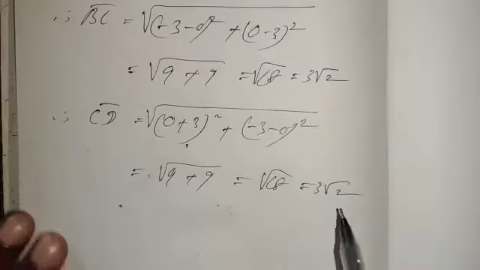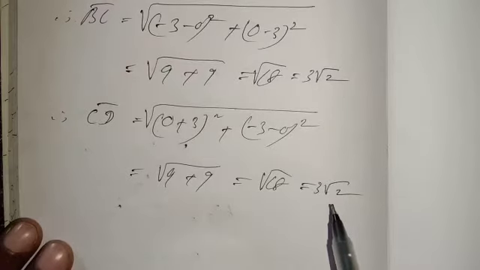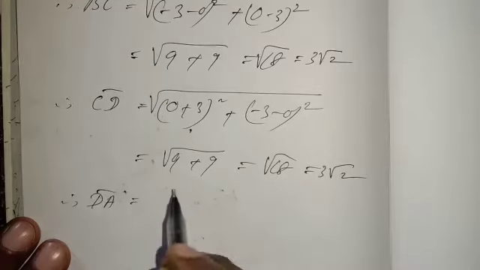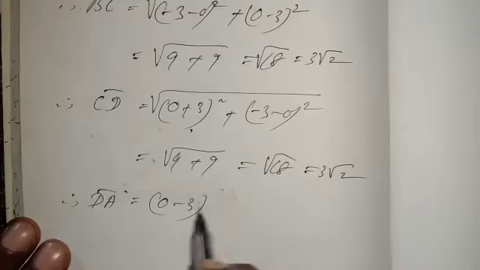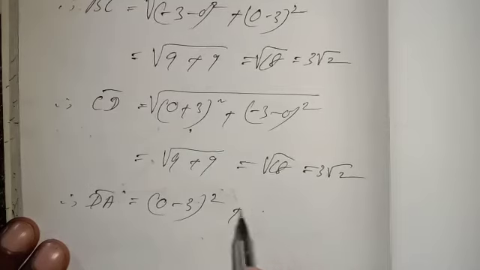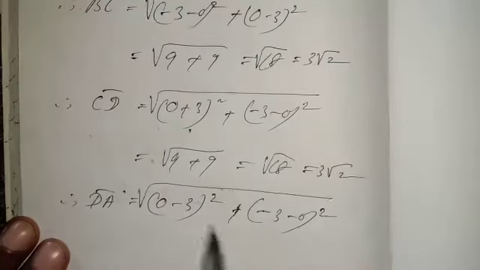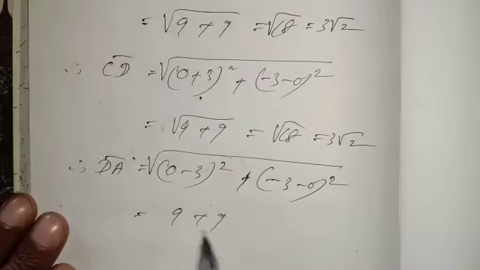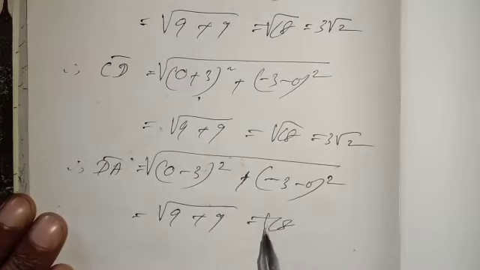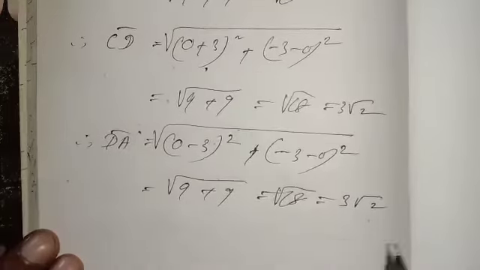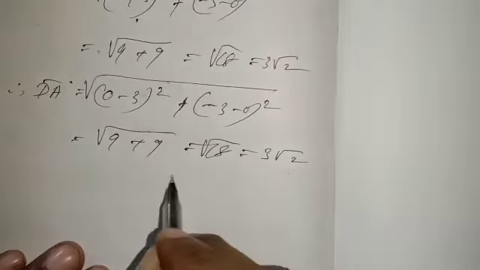Now you see all four sides are coming equal, AB, BC, CD, and DA you find, sorry. Then DA will be how much? DA is 0 minus 3 whole square plus minus 3 minus 0 whole square, root over. Same thing is coming, 9 plus 9 is 18, root 18, that is 3 root 2. All four sides are coming equal. Now draw the figure.